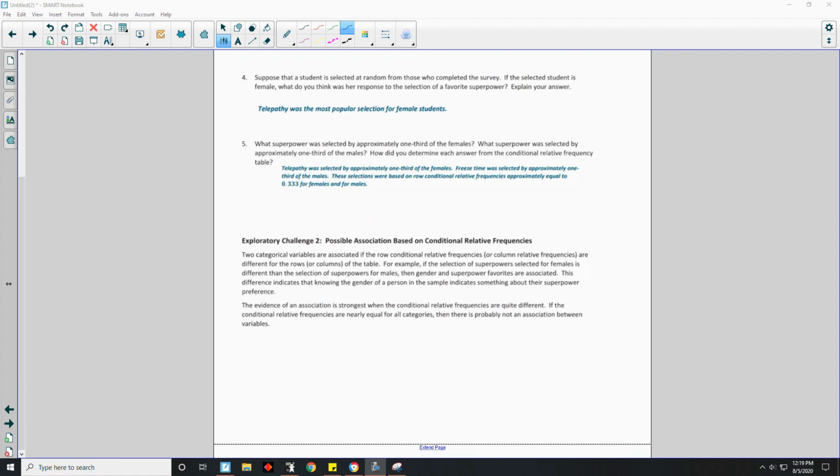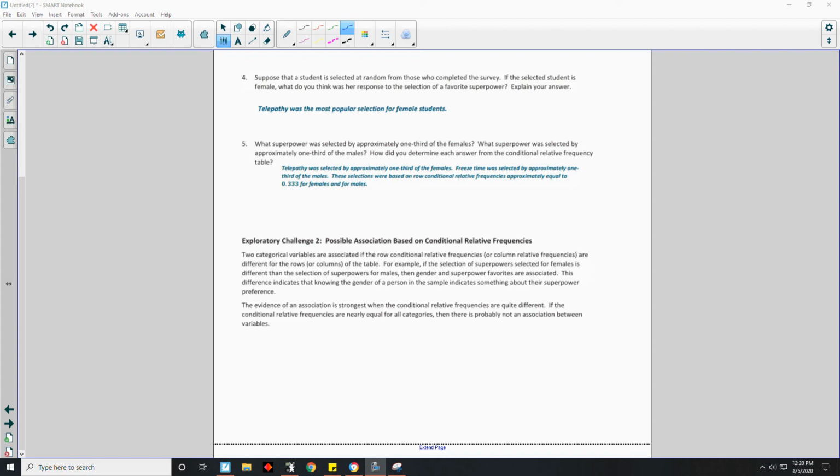Okay, Exploratory Challenge 2 says possible association based on conditional relative frequencies. Two categorical variables are associated if the row conditional relative frequencies or column relative frequencies are different for the rows or columns of the table. For example, if the selection of superpowers selected for females is different than the selection of superpowers for males, then gender and superpower favorites are associated.